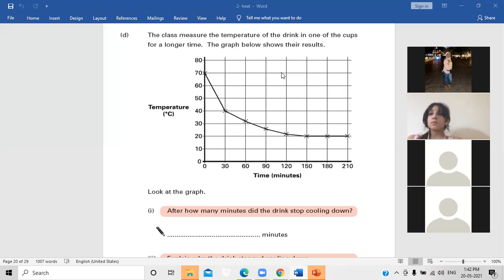So we said that the drink stopped cooling down when it reached room temperature. So according to the graph you're looking at, the temperature stopped decreasing when it reached 20 degrees Celsius. So this means that the room temperature will be 20 degrees Celsius. Is it clear? Yes.